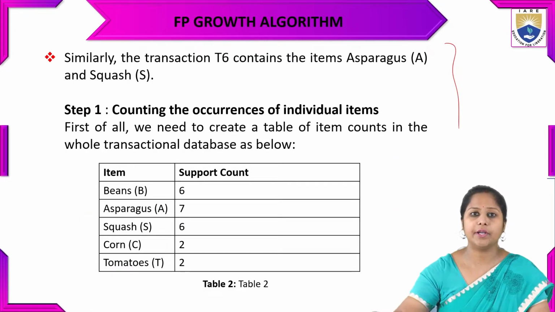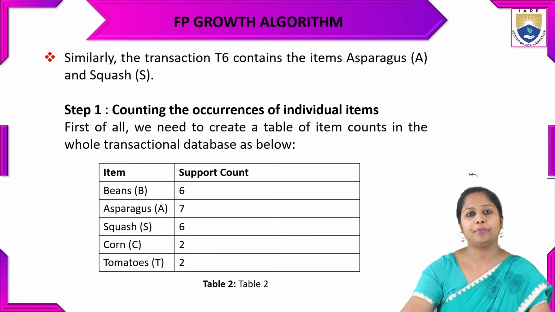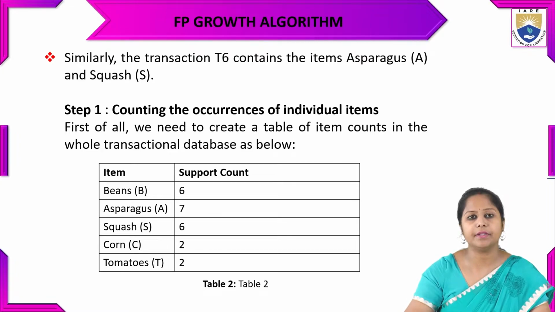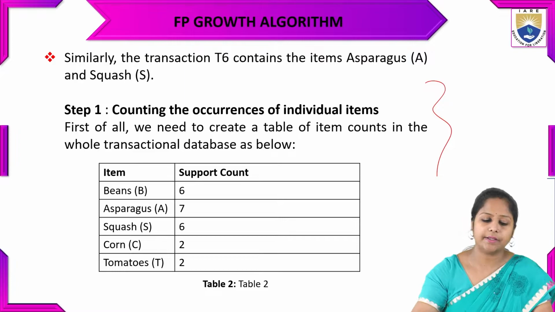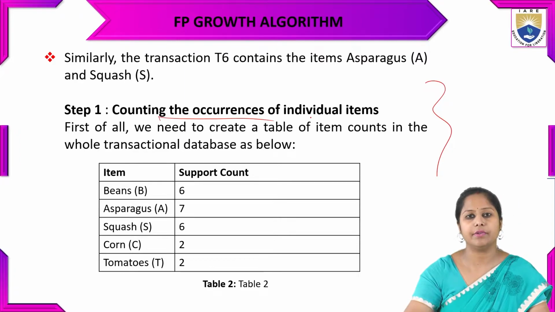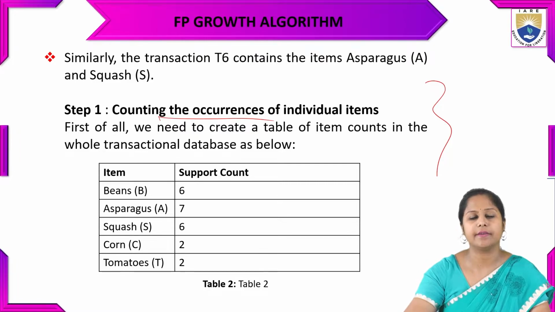Right? So we will go into how to construct the FP tree with these 9 transactions and their different item sets. In the first step, we count the occurrences of individual items. In this step, we check each and every transaction from T1 to T9. In the T1 transaction, how many items are there and what is the count of them? So we will count that for each of the transactions.